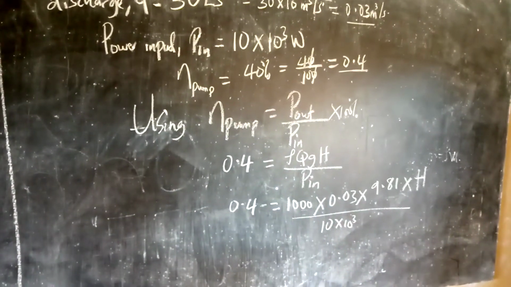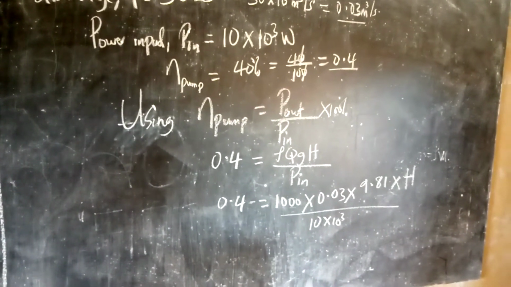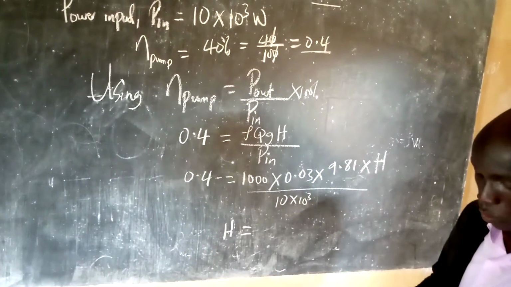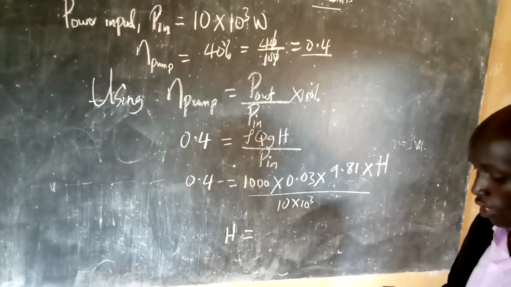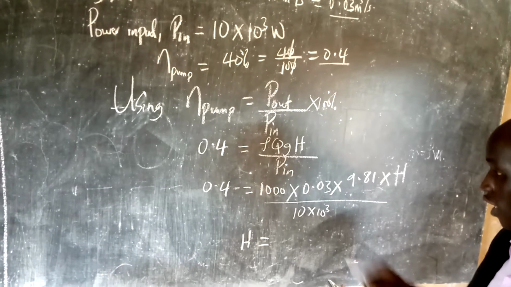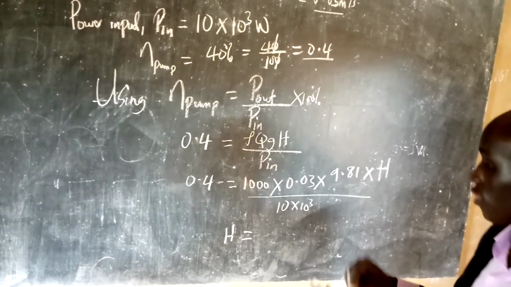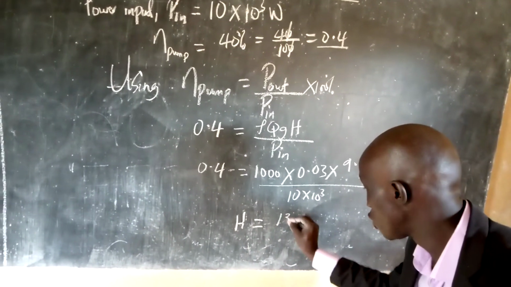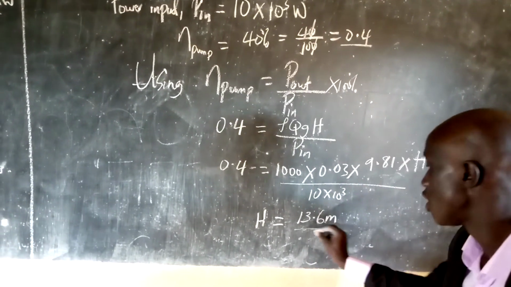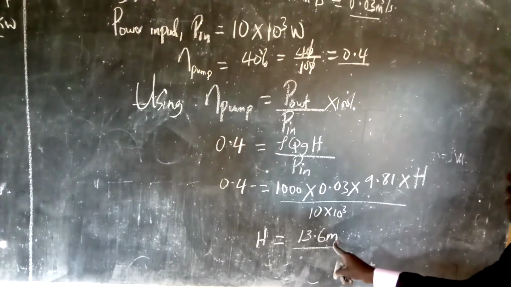When you compute all this, you can compute to get the head. You can just press 0.4 times 10 times 10 power 3, divided by 1000 and so on. If you compute very well from the calculator, the answer is going to be 13.6 if rounded off, in meters. So the head is in meters. So this is the answer.